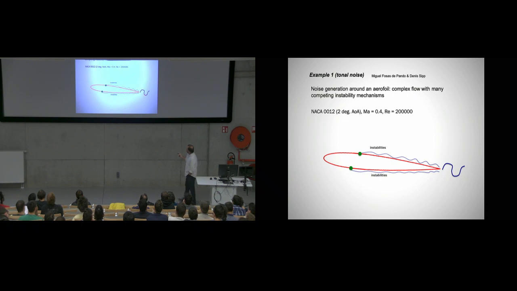So this is the thing. You have an airfoil, NACA 0012, at 2 degrees angle of attack. Mach number is 0.4 and the Reynolds number is 200,000. That puts us into the glider range. Okay, it's not an airliner airfoil. You don't see this phenomenon on an A380. But if you have a glider airplane, that's about the range you have.